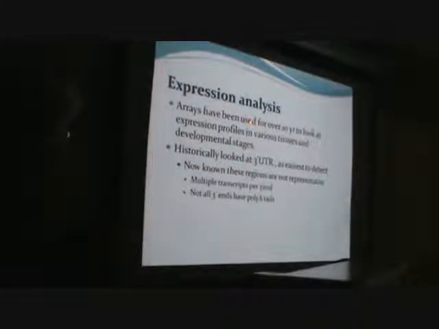So I'd like to spend a little bit of time on expression arrays. They've been used for a long time, 12, 13 years now. And traditionally they looked at the 3' UTR and transcripts, the transcribed sequences that are close to the 3' UTR. Now we know that this is not representative. It was what we could use at the time. It gave us a lot of information, but we now know it's not representative. There's multiple transcripts per 3' end. Not all 3' ends have poly A tails, therefore they don't get amplified. And there's a variety of other drawbacks to them now.